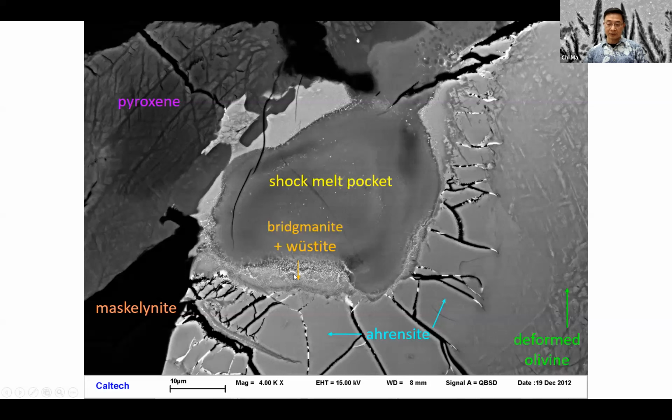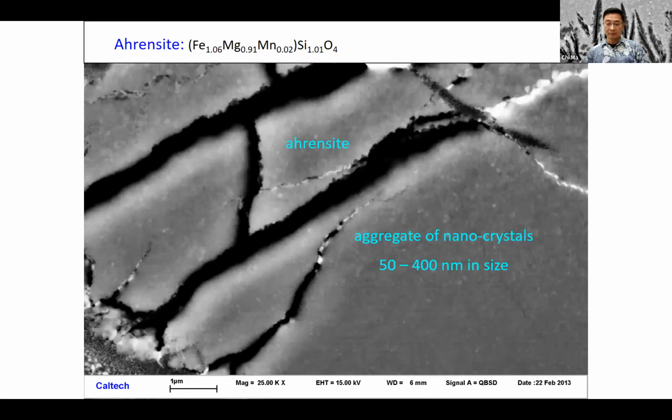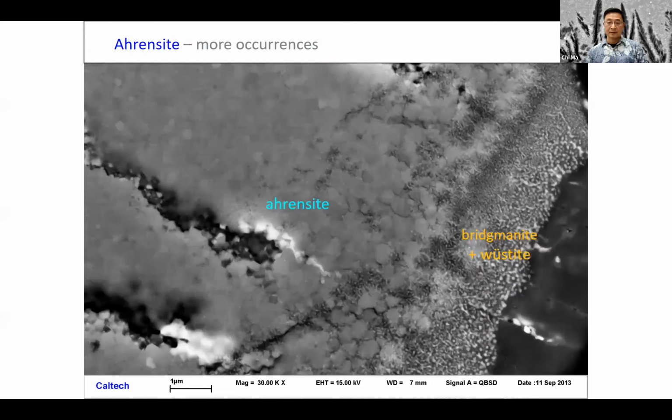This region actually is bridgmanite plus wüstite. This bridgmanite identification was confirmed by synchrotron diffraction. Now further zooming. Ahrensite here occurs as an aggregate of nanocrystals from 50 to 400 nanometers in size. This is another occurrence. Those tiny crystals are ahrensite. So here the bridgmanite and wüstite next to the shock melt pocket.